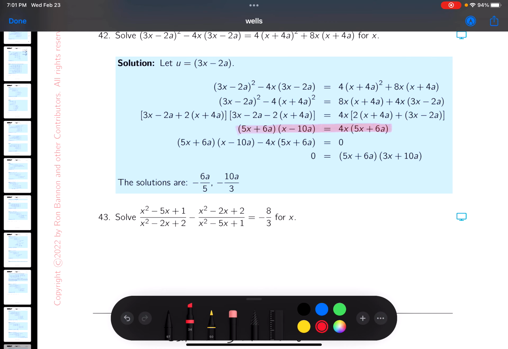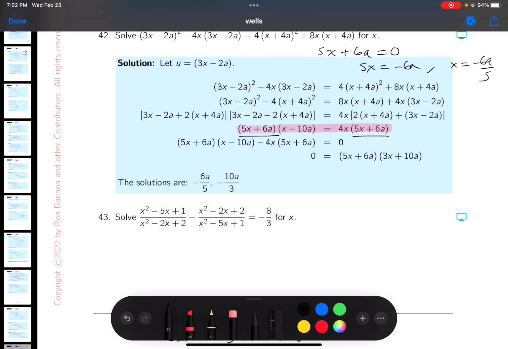Now, when you're studying an answer key, this is what you're looking at now. What do I notice? Immediately I notice that there's the same factor on each side. So to simplify the problem, I'm going to say to myself, well, gee whiz, 5x plus 6a could be 0 because it would satisfy that equation. So what does that mean? 5x is minus 6a, and then I would get x equals minus 6a over 5, all right?